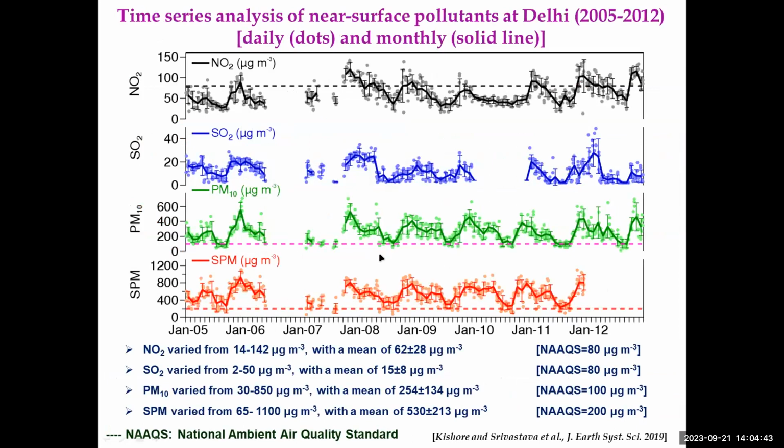Some epochs of enhancement in NO2 were found during October-November, meaning the post-monsoon and winter period, when it exceeded the national ambient air quality standard about 27% of the time. However, PM10 and SPM are most of the time higher than the NAAQS level, about 87% and 98% of the time.